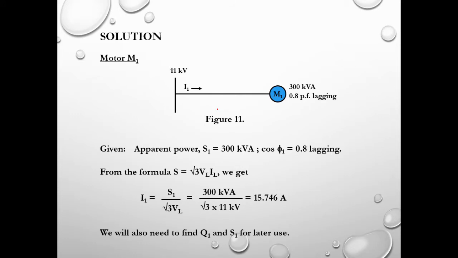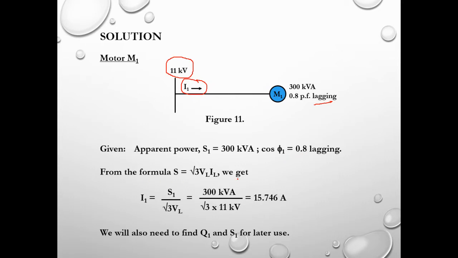We start beginning from motor M1. Again 11 kV for the bus bar. So we have I1 flowing into motor number 1, with 300 kVA, 0.8 PF lagging. Given apparent power S1 equal to 300 kVA, cos theta 1 is 0.8 lagging.